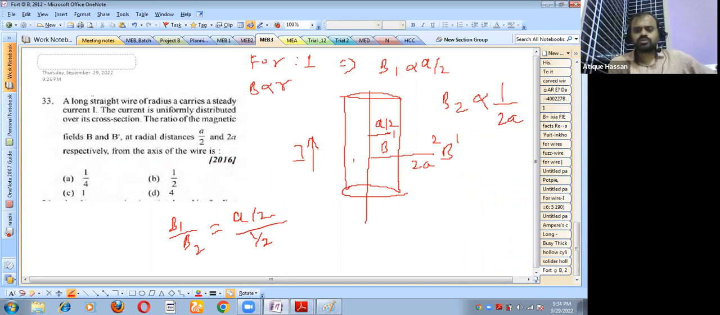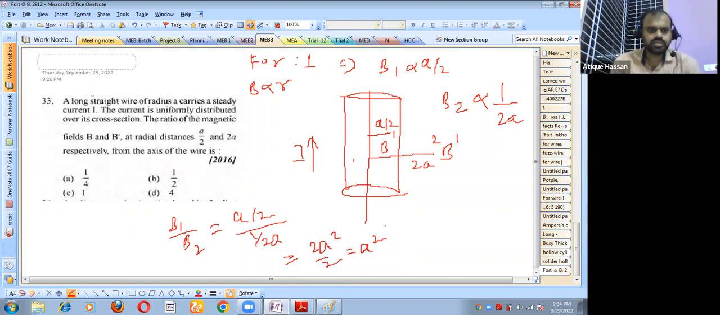So B1 is proportional to a by 2 and B2 is proportional to 1 by 2a. So B1 by B2 we will get, so we will get it as, we should have cancelled out, so 2a square upon 2, 2a square by 2, right?